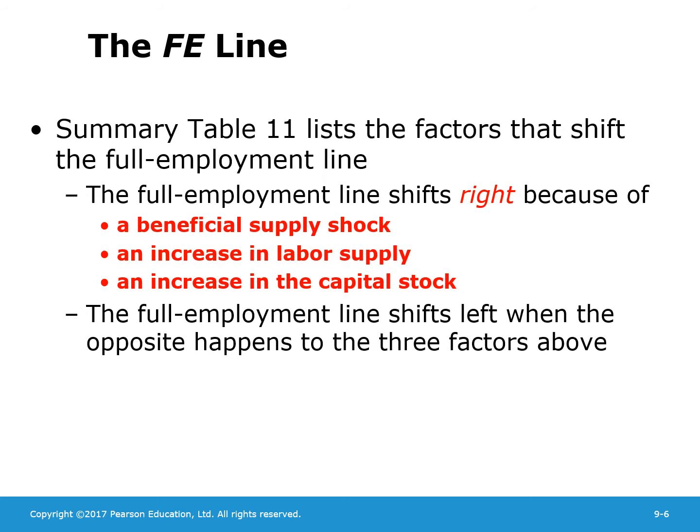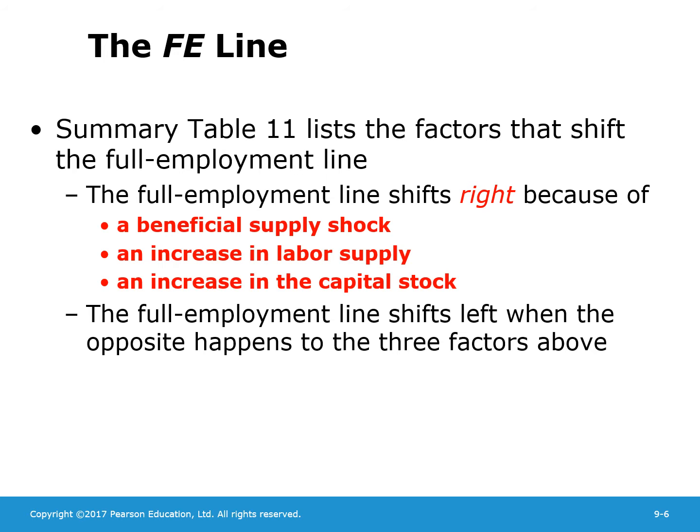So as we did in previous chapters, we have a summary table that lists the different factors that affect the full employment line. The factors will be listed in the summary table in the next slide. The full employment line, FE line, shifts right when there is an increase in Y bar. And when does Y bar increase?